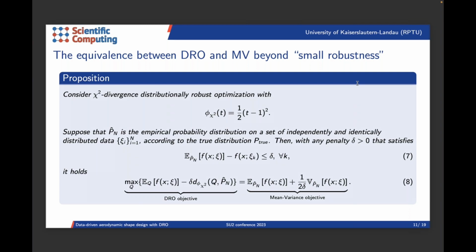Because the mean variance formulation is fundamental to robust design, and in practice we sometimes also consider a large amount of robustness, we are interested in what happens beyond the regime of small robustness. We could show that with a particular choice of phi divergence, the chi-square divergence, the equivalence between these two objectives holds for a much larger range of robustness. And we could also show the conditions for this equivalence to hold.